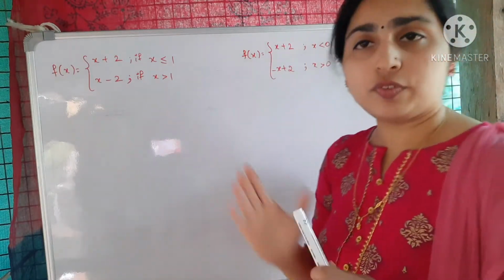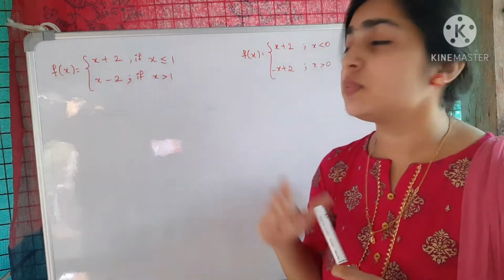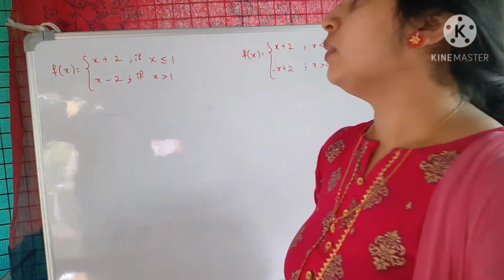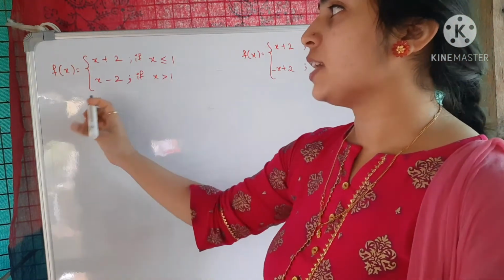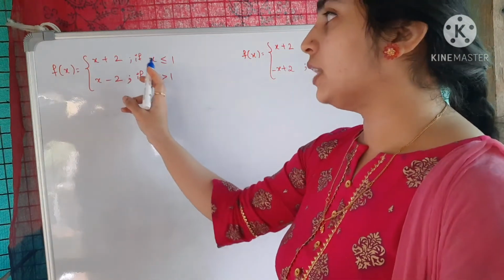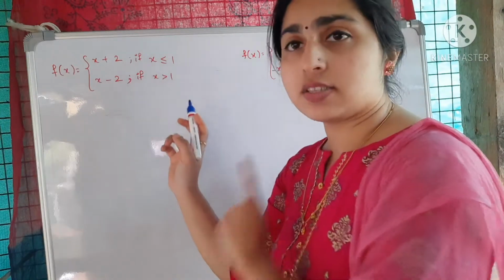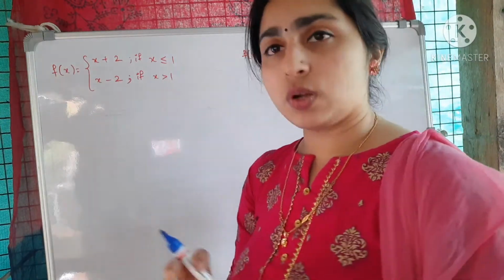In this video, we will solve 2 or 3 problems on continuity. So this is the first problem where they have given f of x as x plus 2 if x is less than or equal to 1, and x minus 2 if x is greater than 1. Now, how to solve this?